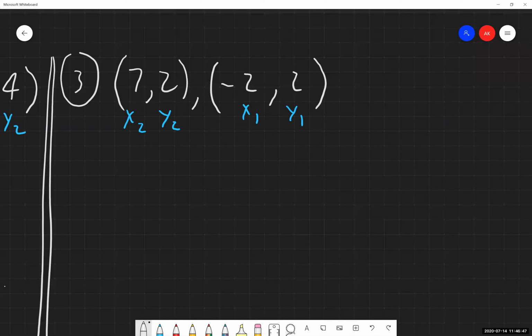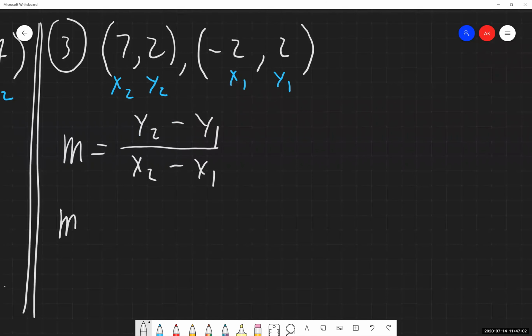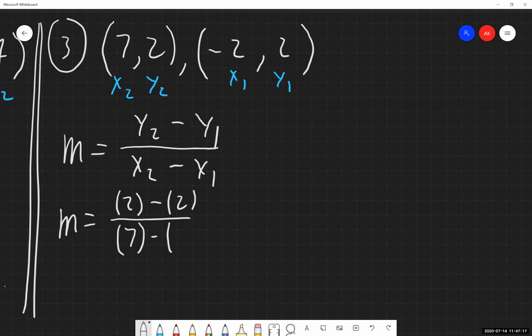And again, now from here, we have our general equation. And all of the guesswork is going to be taken out of it for us because we did that labeling. So y sub 2 is 2 minus y sub 1, which is 2. X sub 2 is 7 minus x sub 1, which is -2. So again, just plugging things in just as we had it labeled above.